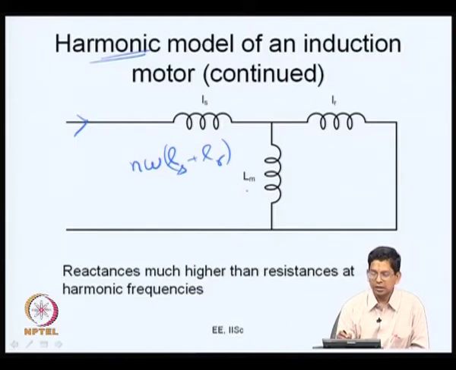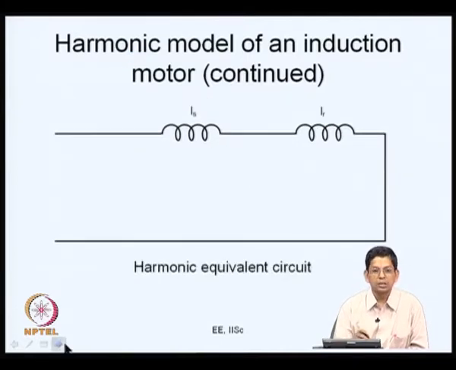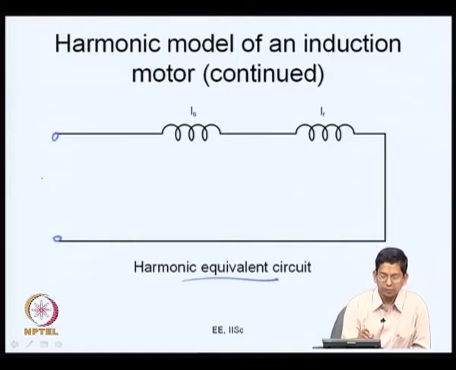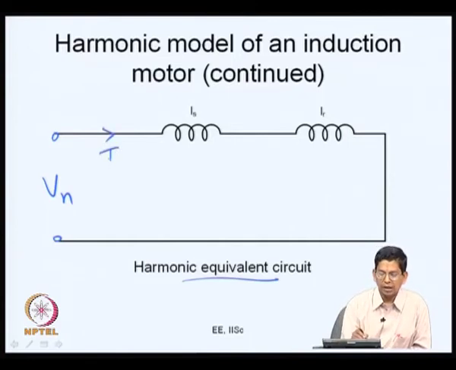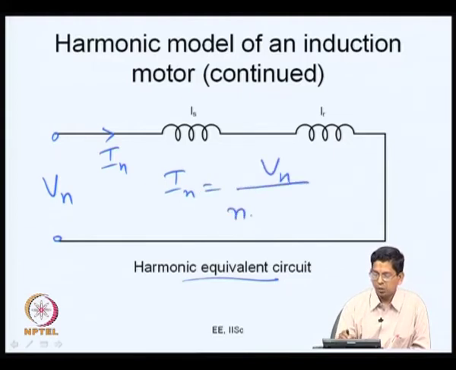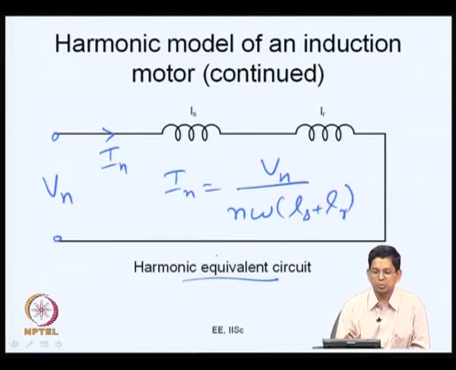If you go further, this inductance is much larger than this inductance. So, this inductance is practically like an open circuit, or the parallel combination of these two is almost dominated by this. It is almost close to this value of inductance, and that is what we get here. This is what is called a harmonic equivalent circuit of an induction motor. A harmonic voltage that is applied essentially sees an induction motor as its total leakage inductance. So, if you want to calculate I n, this I n is simply equal to V n divided by n omega times L s plus L r, is that right? So, this is the reactance pertaining to the leakage reactance. So, you can very easily calculate that.